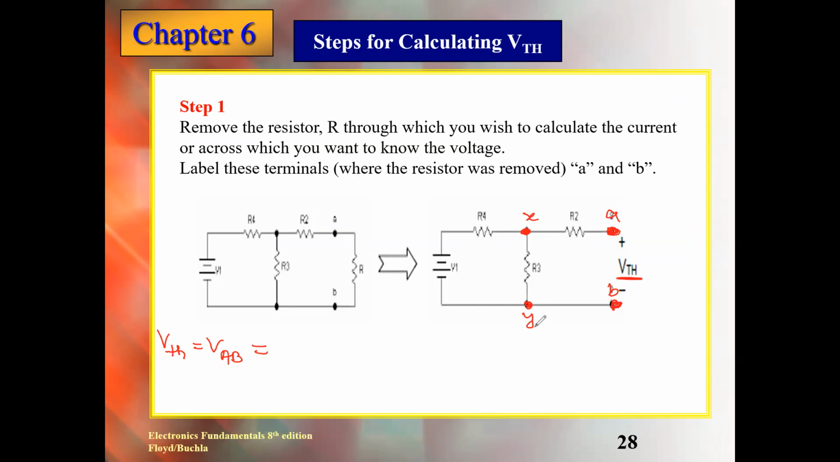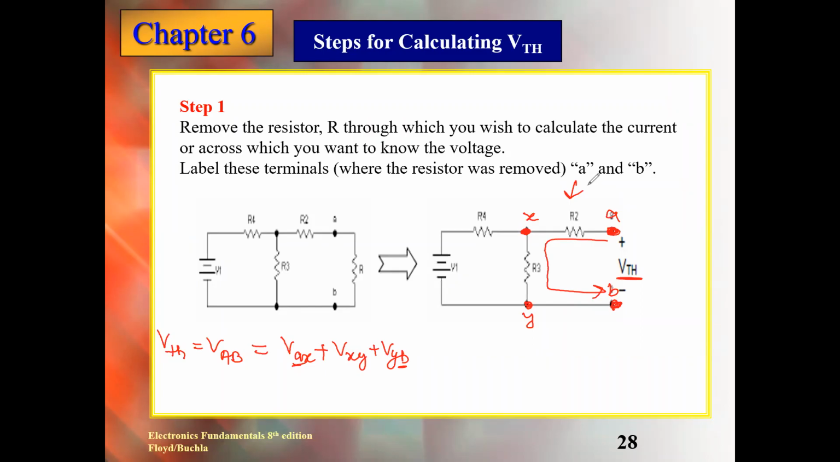What do you think now? It is simple, you can apply it this way. You can follow this path: VAX plus VXY plus VYB. So we reach from A to B. Clear? Clear. Okay. So now we need to calculate the voltage across R2. So can you tell me how much will be the voltage across R2?